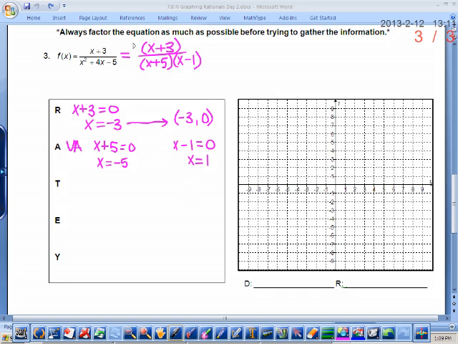T, look at each of your factors. Go to this factored form. Are any of those particular factors there being squared? No.